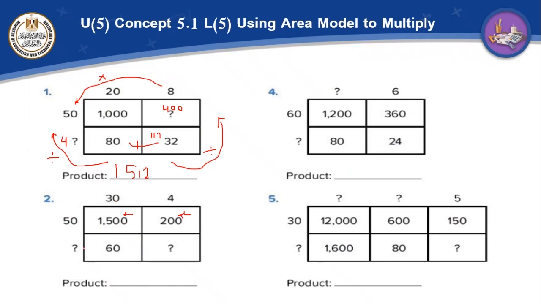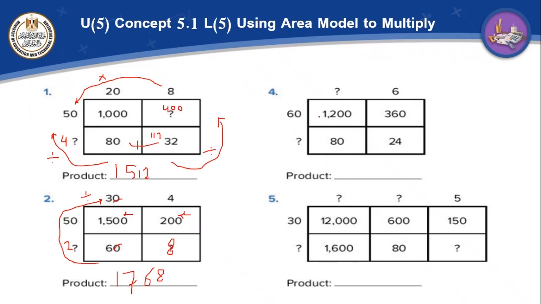Then 30 by what equals 60, or say 60 divided by 30 to get the missing number here is 0. Cancel this 0. 3, 6 divided by 3 equals 2, the missing number here is 2. 4 by 2 equals 8. Then add the numbers inside the area together. 1,500 plus 200 is 1,700. Okay, 60 plus 8, 68. So you get 1,768.